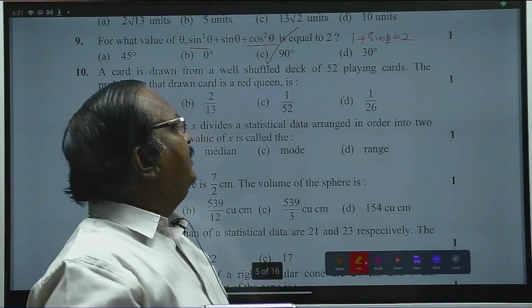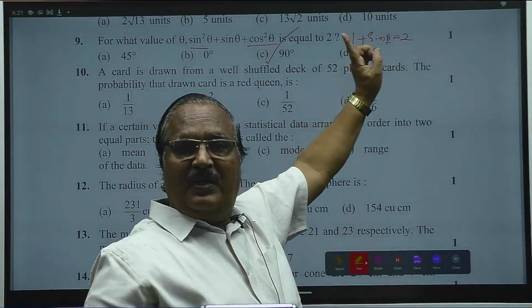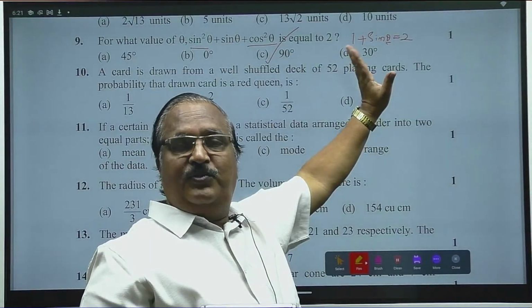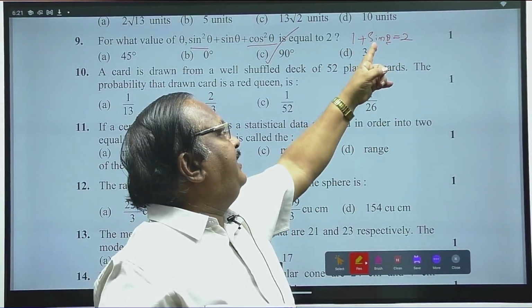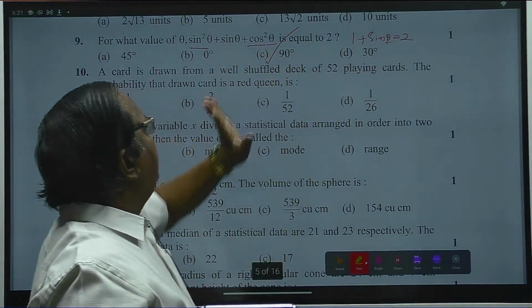Okay, 1 is already there. Sin theta place में 1 आना चाहिए. So sin theta is equal to 1. So only at theta equal to 90 degrees, sin 90 is 1, and 1 plus 1 is 2. So the answer is 90 degrees.